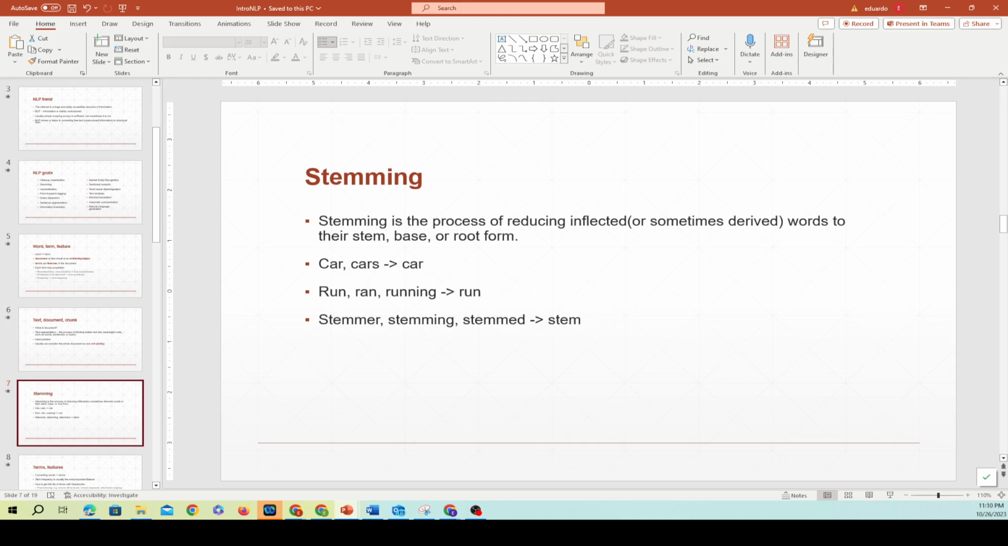So what we do is we take a word that might be conjugated or might have some additional words that might influence some emotion of it, and reduce it into the basic or original word, which is the stem, what we call the stem.